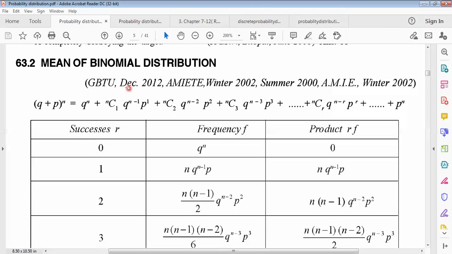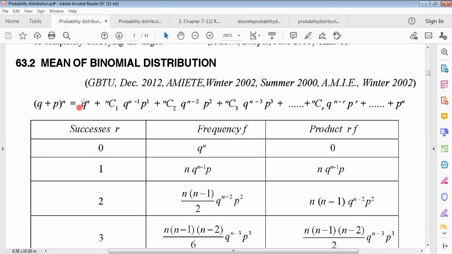Now, the mean of binomial distribution. Actually, from the binomial theorem, you must know (q + p)^n equals, the first term will be q^n plus nC1 q^(n-1) p^1 plus nC2 q^(n-2) p^2 plus nC3 q^(n-3) p^3 plus dot dot plus nCr q^(n-r) p^r plus dot dot plus p^n. This is the last term of the binomial theorem.